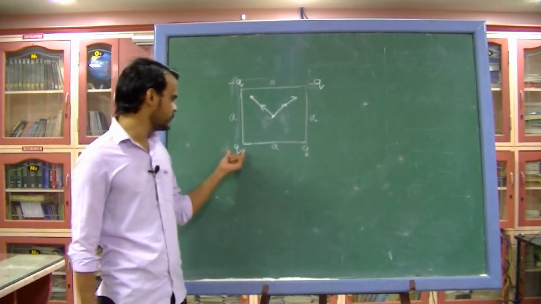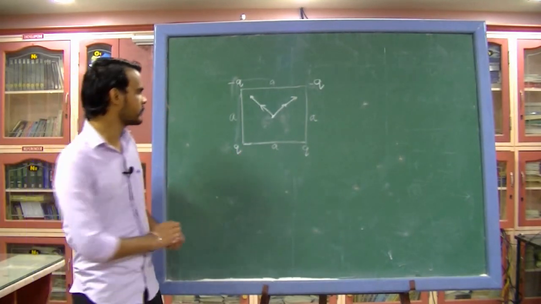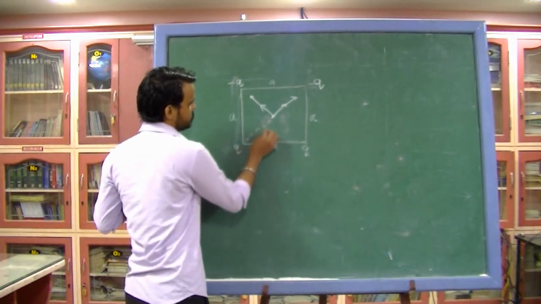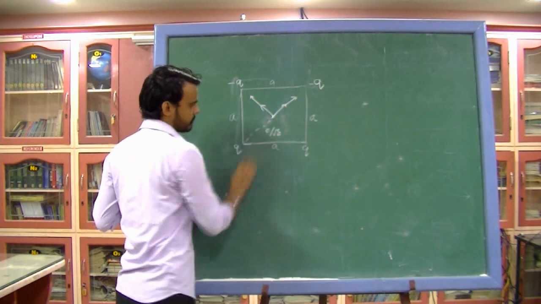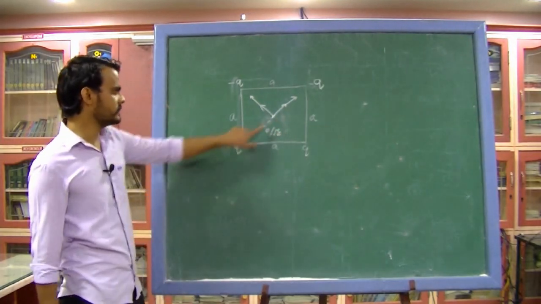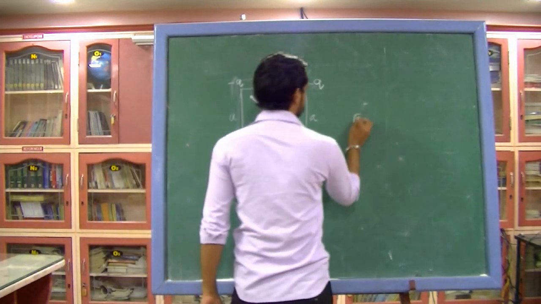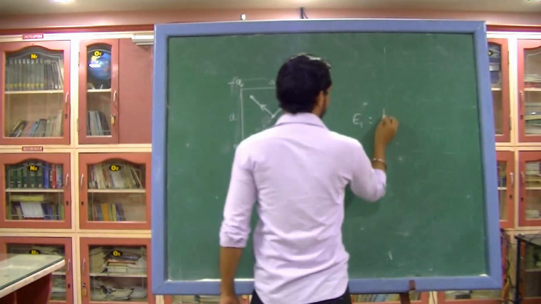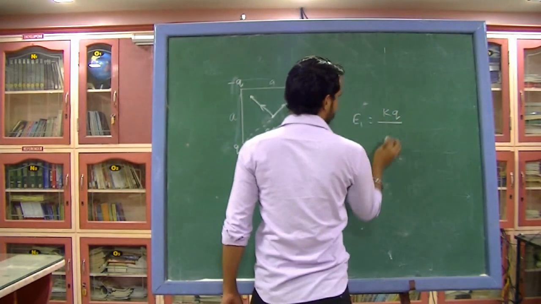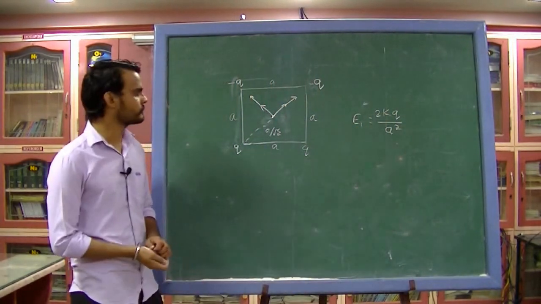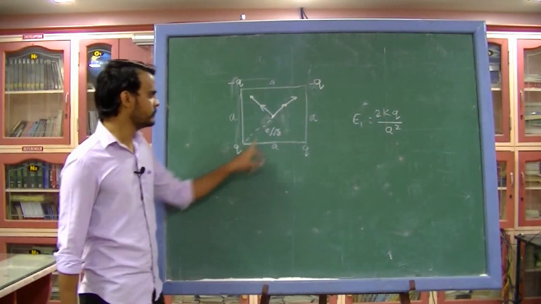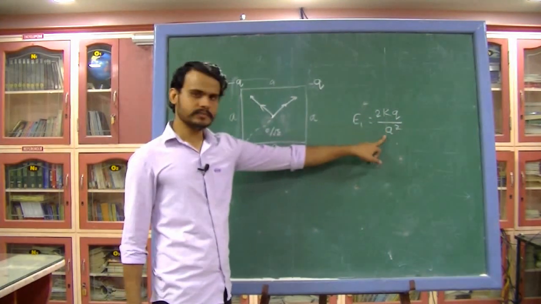So, now let us find out the electric field intensity due to this charge. Again, this distance is a by root 2. So, electric field intensity due to this charge at this point, I can write E1 equals k q divided by r square, which will be a square by 2. So, this will be 2 k q by a square. So, electric field intensity due to this will be 2 k q by a square.